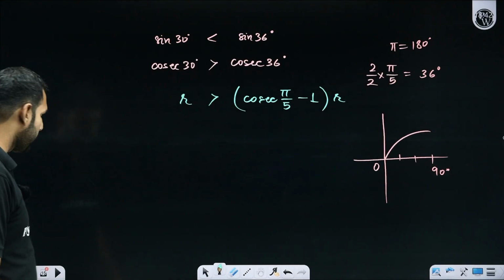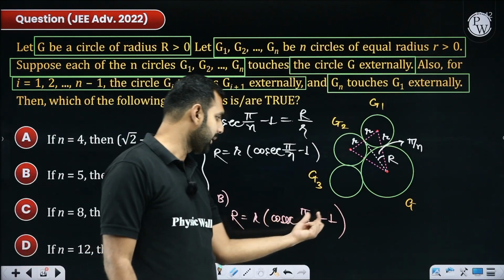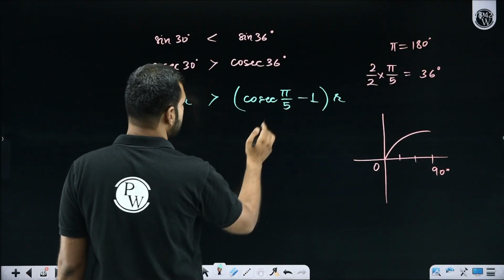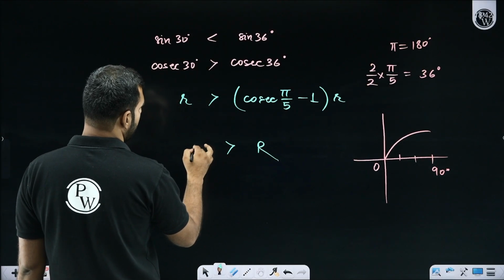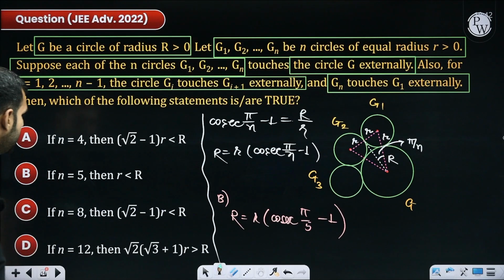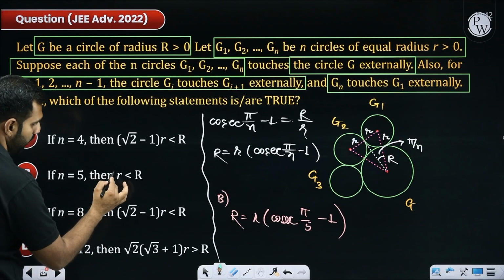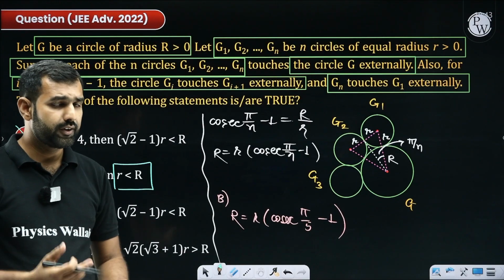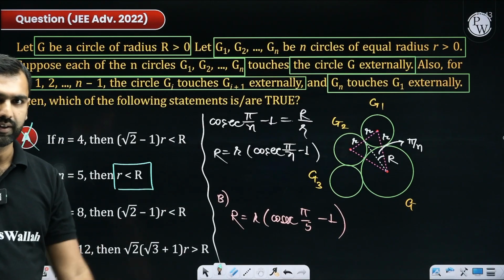But what I know is that r times cosec(pi/5) minus 1 is capital R. So this whole value is capital R. So I got capital R to be less than small r. Are we given capital R to be less than small r? No. So option A and option B are both wrong. Everybody understood this logic? Can I move ahead from here, all the participants?